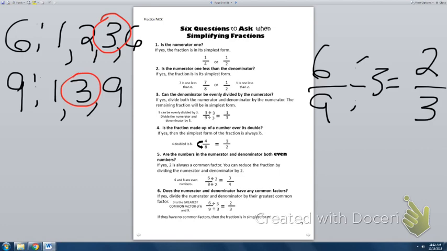So I'll cover that at a later time, but this sheet is really important, and it will really help you to understand whether or not you're finished with your problem.